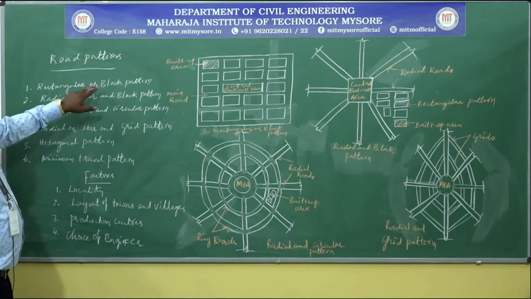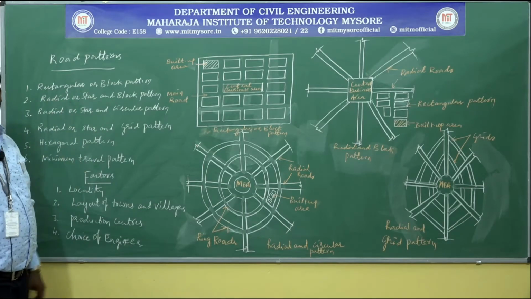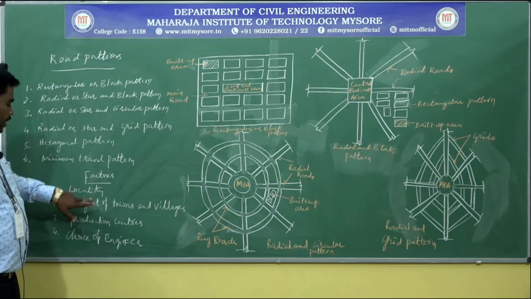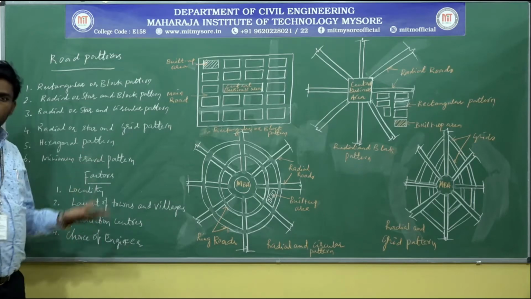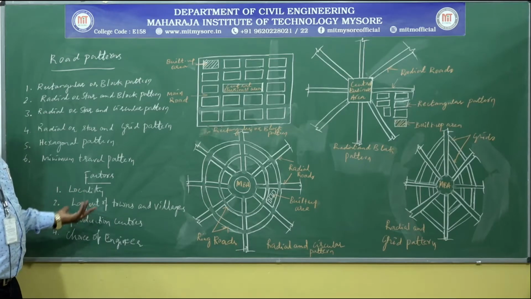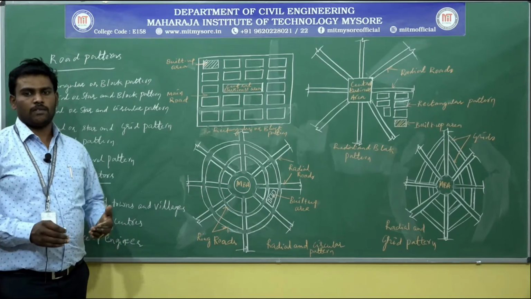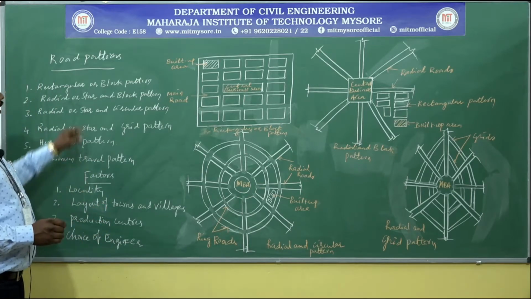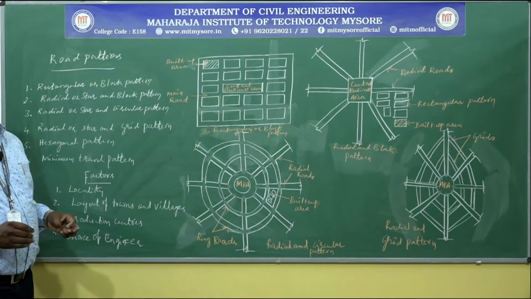Meaning, what pattern needs to be provided in the specified area depends on these 4 factors. One, locality; another, the layout of the towns and villages; production centers, meaning what type of production there is, agricultural production or industrial production in the area; then the choice of engineer who is planning the road system. Based on these 4 factors, the type of pattern to be provided in the specified area will be chosen.